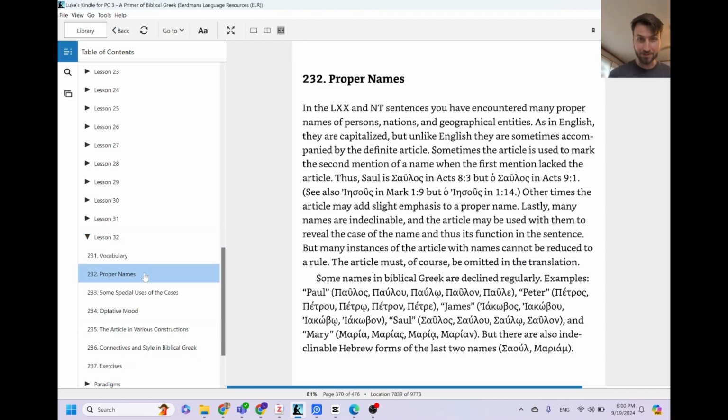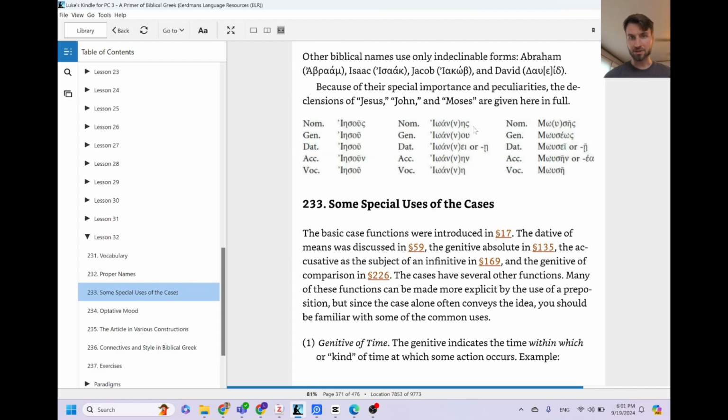So the first thing is proper names, just pointing out that often proper names have the article, which you've probably already seen in exercises or readings that you've done. So, ho Iesous, the Jesus, but you just translate it as Jesus. So many times proper names have the article. And then it points out that there are some names that have declensions, and sometimes they're declined in unusual ways. It's really no big deal. These are usually Hebrew names that are undeclined. That means they don't have a nominative, genitive, dative, accusative form. You'll have to know what case they are by context.